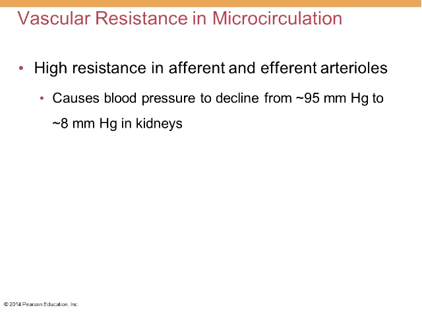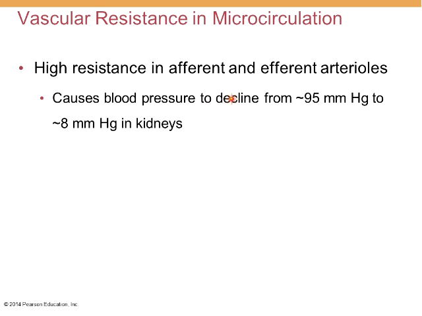Now, for the vascular resistance of the microcirculation, there's a high resistance in the afferent and efferent arterioles, and it causes the blood pressure to decline from about 95 millimeters of mercury, which is pretty high, down to about 8 millimeters of mercury in the kidneys. And that, again, is a defense mechanism or a survival mechanism to protect the kidneys.